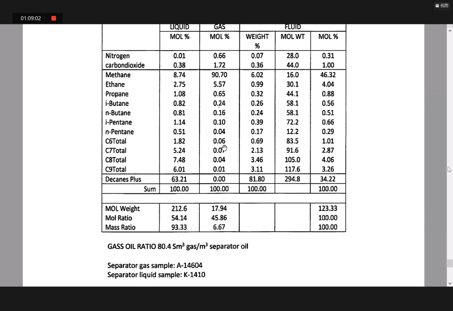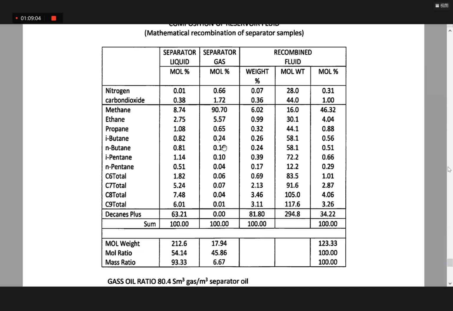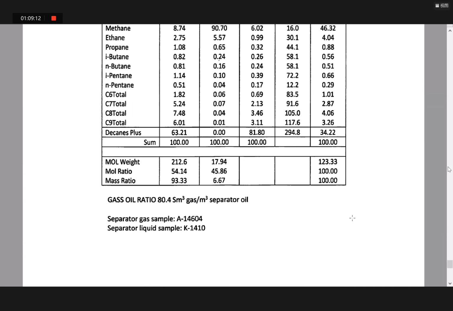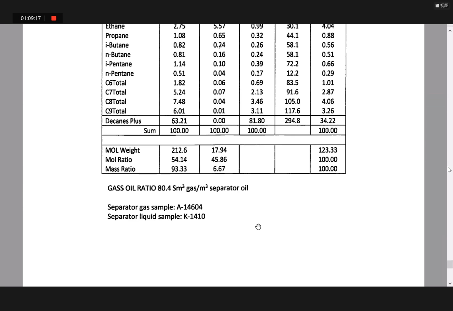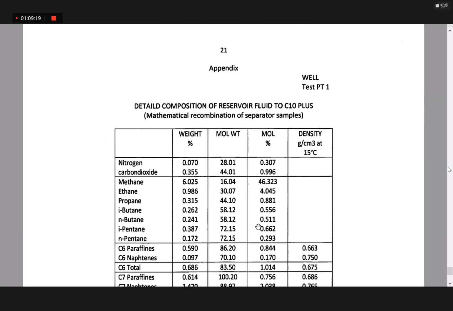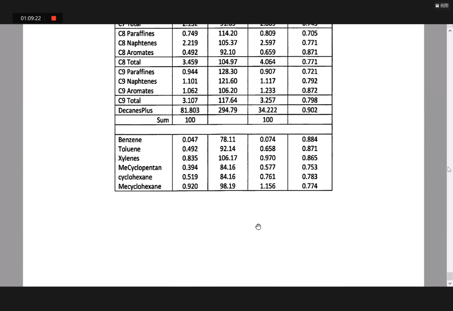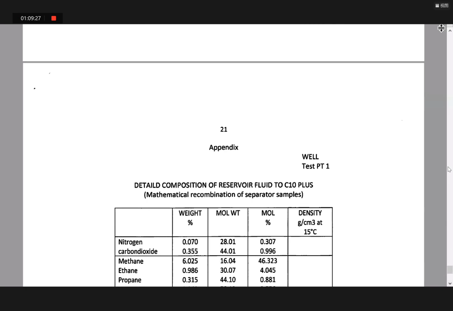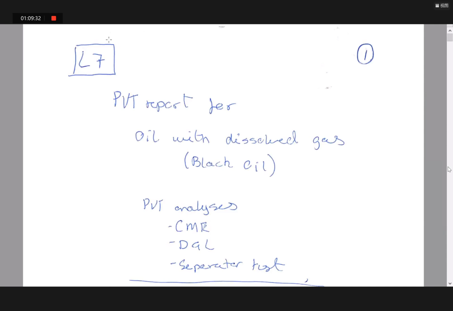Yeah, and at the end there is the mathematical recombination of separator samples, confirming the composition that we have. So it's in line with the previous, the flashed sample. And a more detailed composition of it. So that was in a way the typical PVT report from a gas condensate, oil with dissolved gas. The information you can pick up from that.